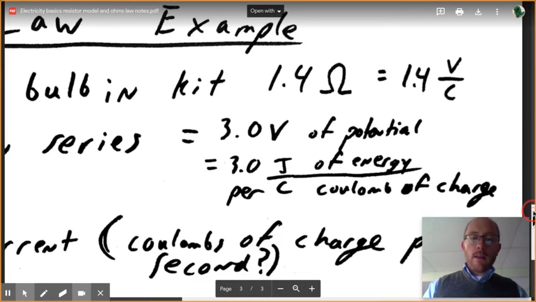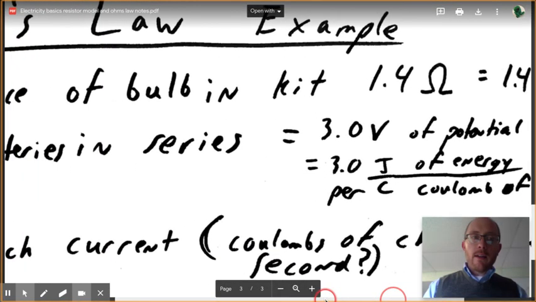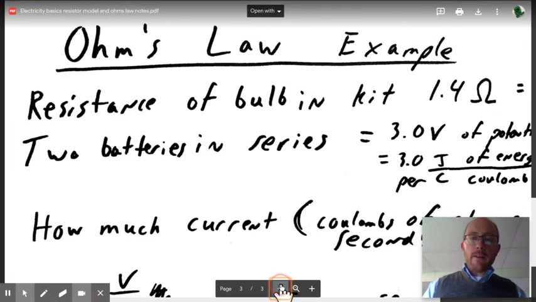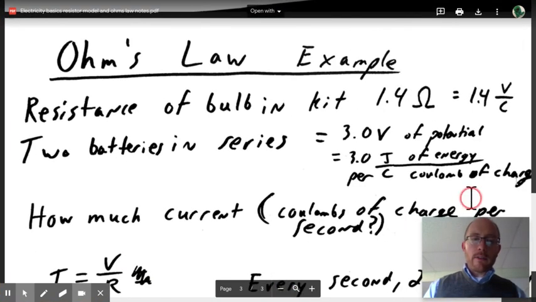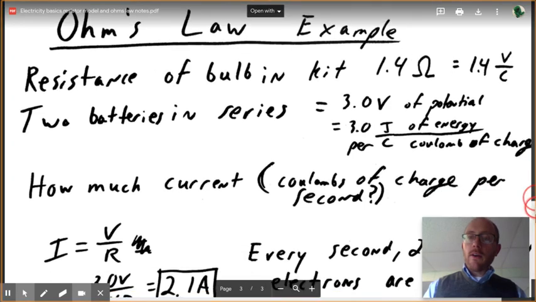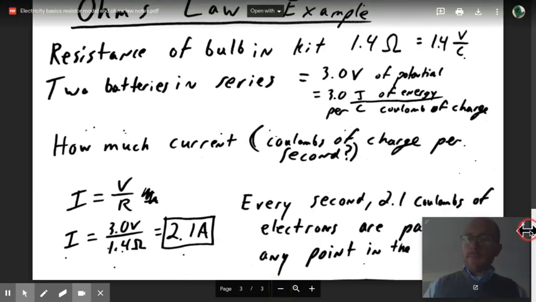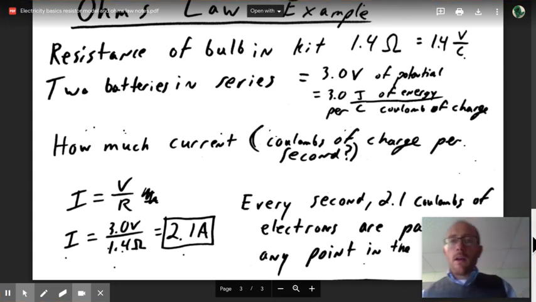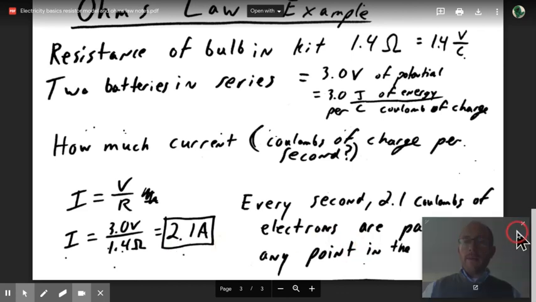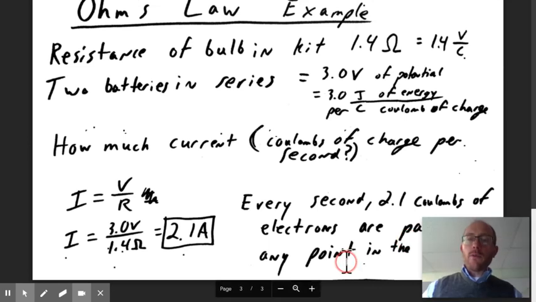If we were wanting to figure out the resistance, the current in a circuit, we would say I equals V divided by R, or V equals IR, or possibly R equals V divided by I. So when you divide the voltage by the resistance, you get 2.1 amps. What that means is every second, 2.1 coulombs of electrons are passing any point in that circuit.